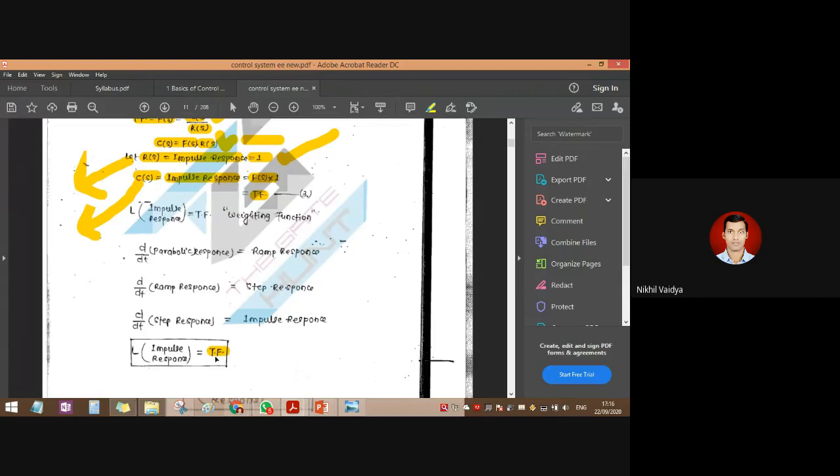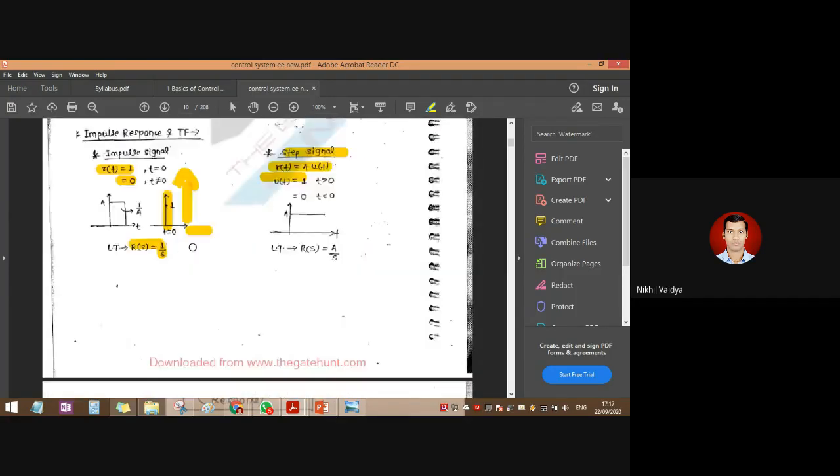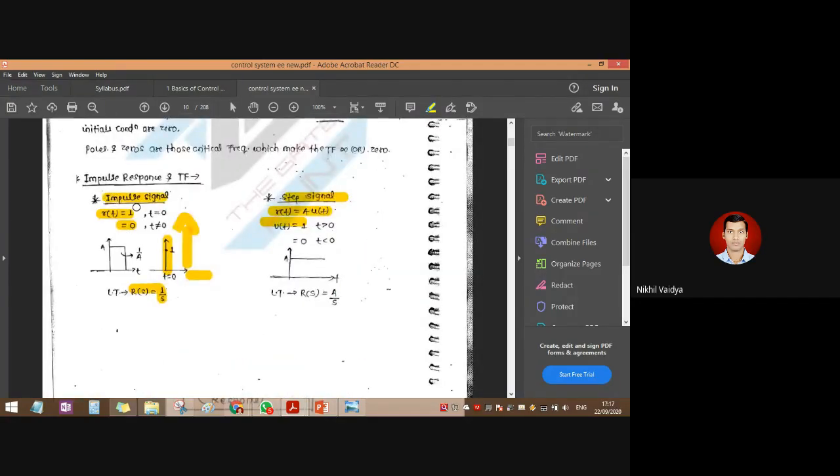So from this equation, what we got is that the transfer function is equal to the Laplace of the impulse response. This is our transfer function, and the impulse response, when we take its Laplace, is called the transfer function. Remember that the transfer function is always a term in the s domain. Similarly, the impulse signal will be in the t domain. Now, if we take its Laplace, we get R of s.